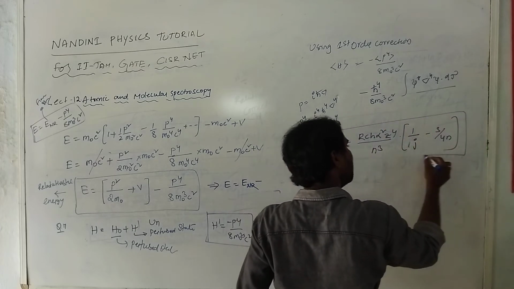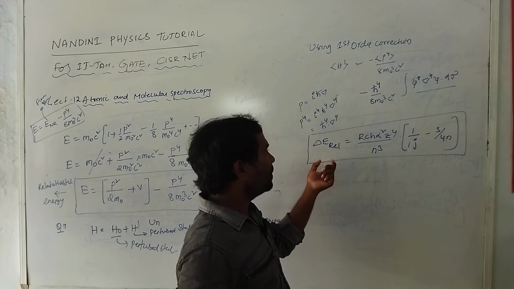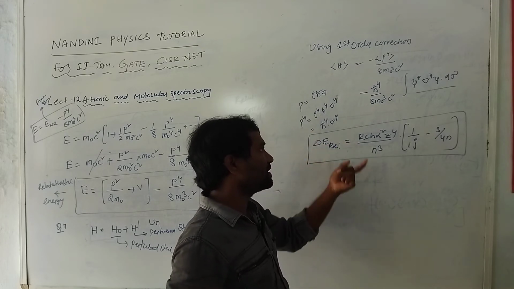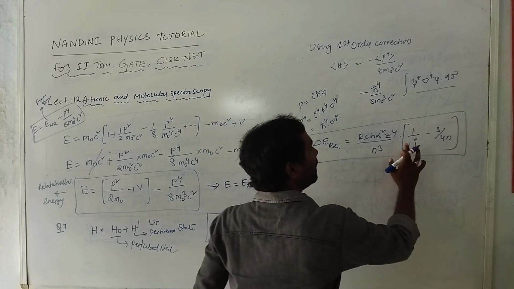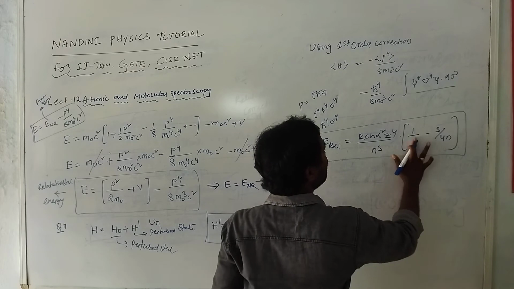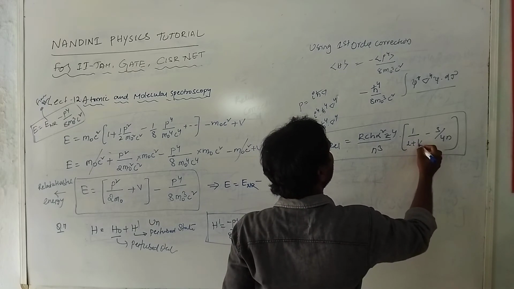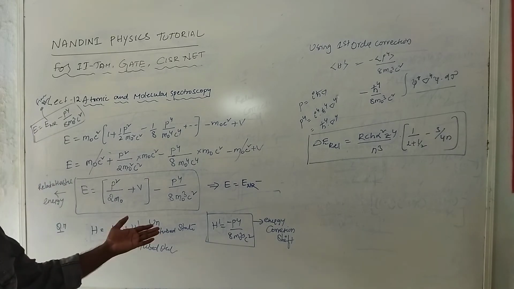Finally, by solving this equation, you will get delta E relativistic equal to RCH alpha square Z power 4 by n cube into 1 by j. What is the j value? J is nothing but L plus half only. So take L plus half. This is the final equation we will get.